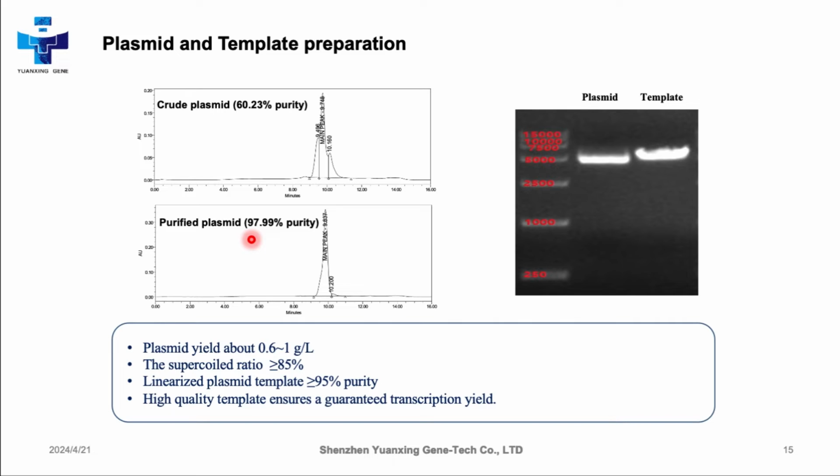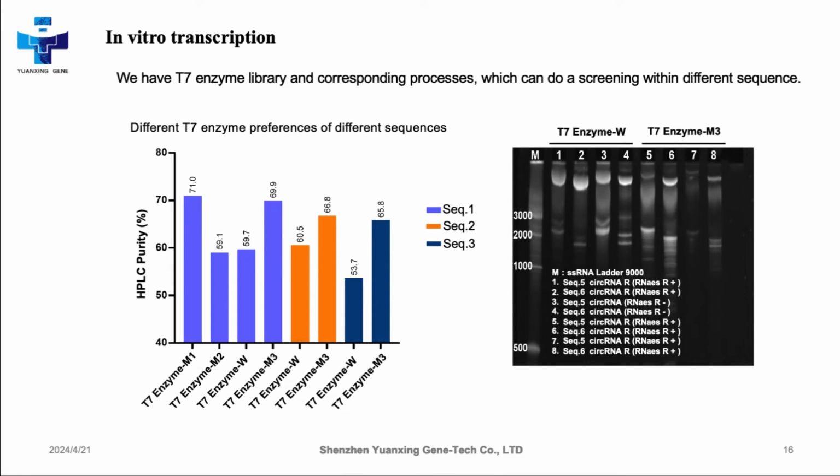Besides, high-quality templates are also important, not only for the IVT yield, but also the purity. Our linearized plasmid templates have higher than 95% purity. For the in vitro transcription, we have a T7 enzyme library, which contains the wild-type T7 and a variety of T7 mutants, and we have optimized the process for each T7 enzyme.